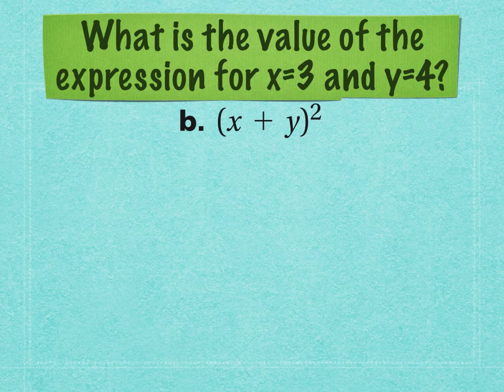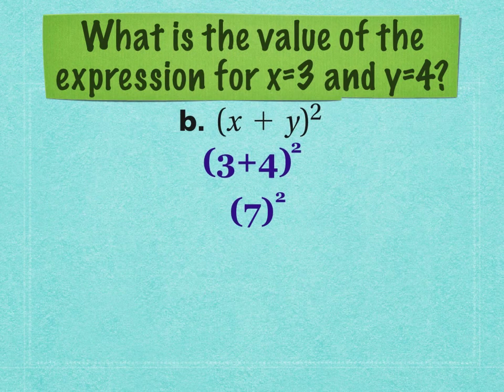And the last example I'm going to do says, what is the value of the expression for x equals 3 and y equals 4? And I have x plus y inside of parentheses and then squared. I'm going to substitute in 3 for x and 4 for y, giving me 3 plus 4 in parentheses squared. Inside of the parentheses, I need to do the addition, so 3 plus 4 is 7, and 7 squared is 49.